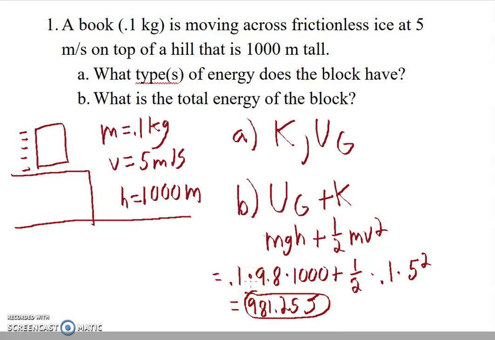So that's the problem. Again, not too bad, really just identifying energy and then doing a little bit of calculation with those two formulas. So that's about it for now. Make sure you have the notes down, make sure you have this problem, and that's it.